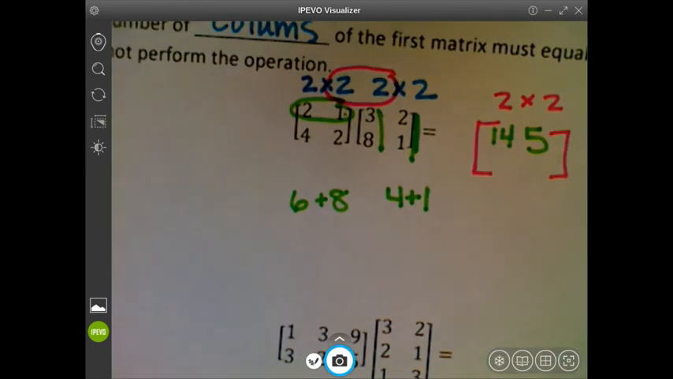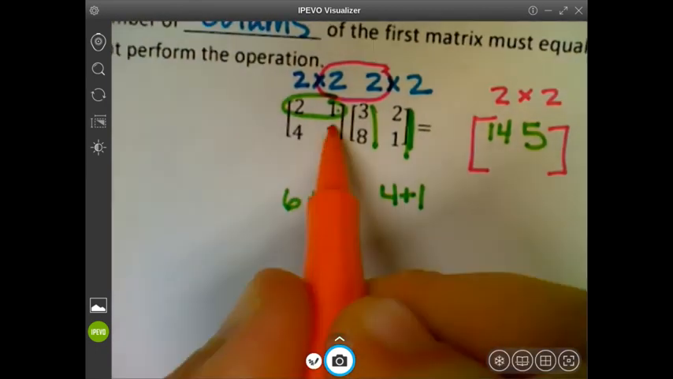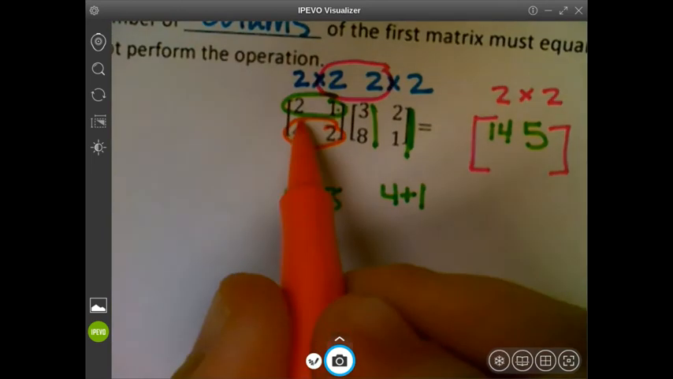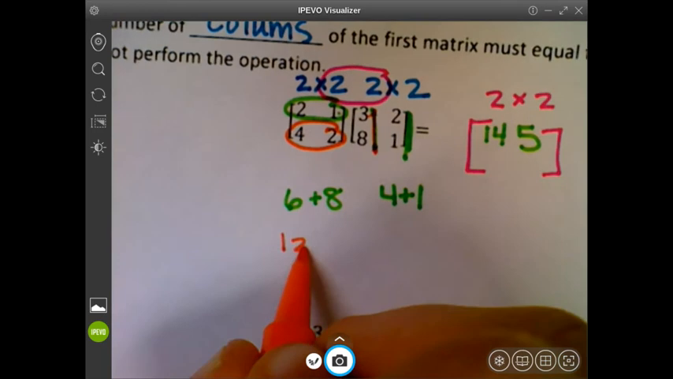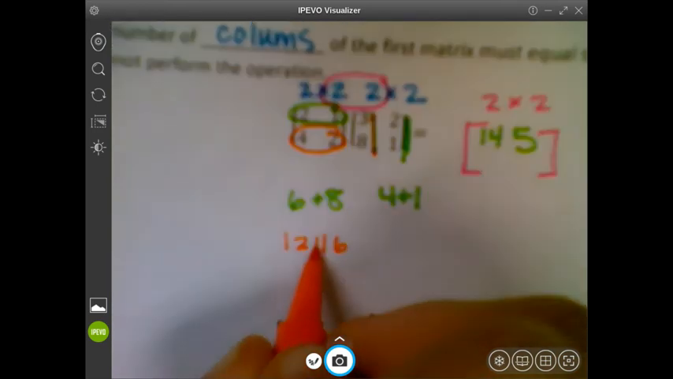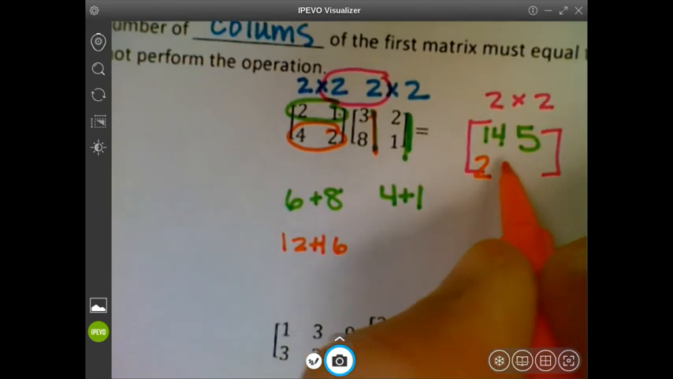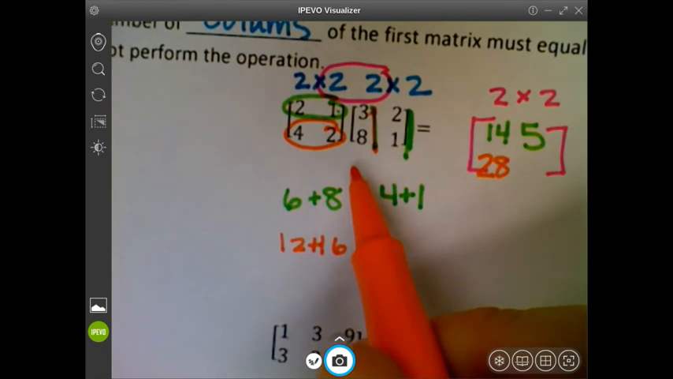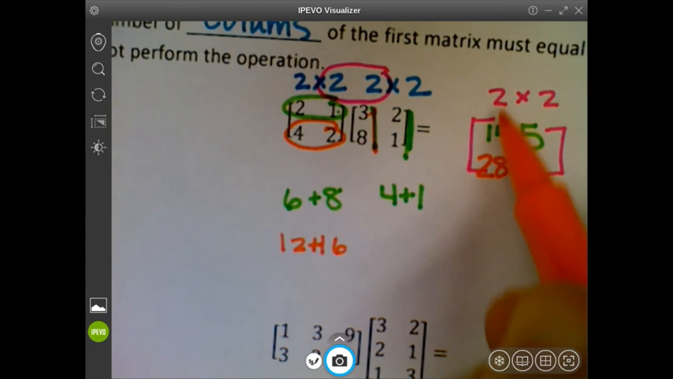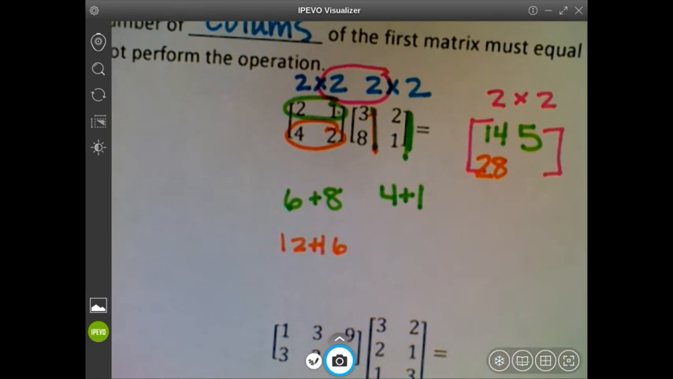And then you repeat the process, but now instead of using the first row, you use the second row. So second row, first column: 4 times 3 is 12, 2 times 8 is 16. Add them together, we have 28. So that went in the second row, first column, so it goes right there in my matrix.